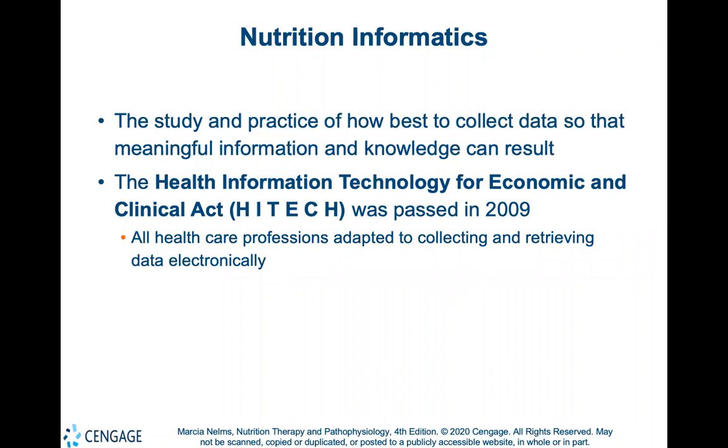Students often are surprised to learn how much writing and information retrieval they have to do in the workplace. A recent nutrition informatics survey revealed that the majority of registered dietitians report that the ability to access electronic data was essential to their work. Informatics is the study and practice of how best to collect data so that meaningful information and knowledge can result.